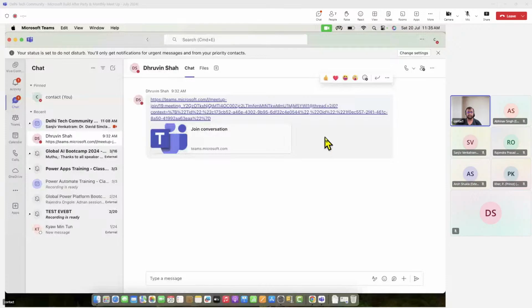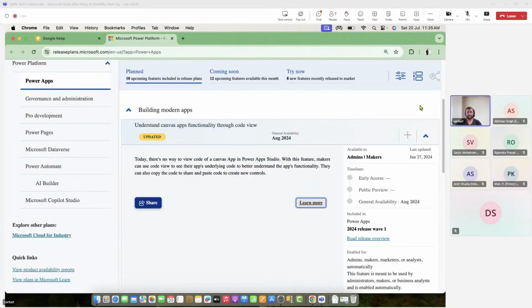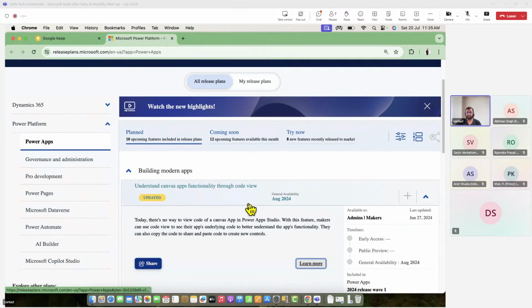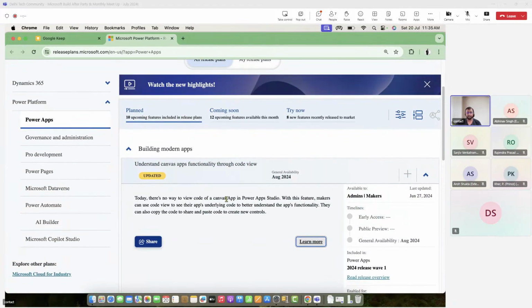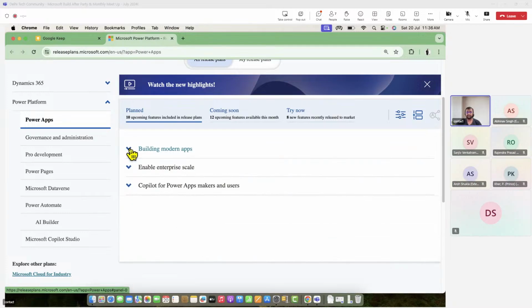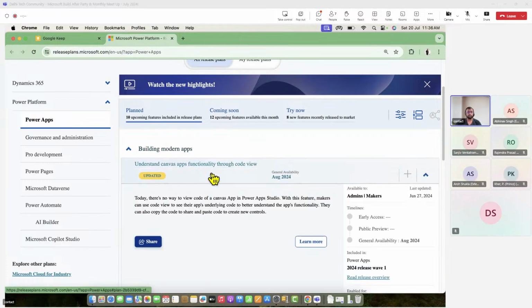I'm quickly starting to share my screen here, and let's begin by looking at the Build updates or Wave 2 updates for Power Apps first. Again, it is the official Microsoft link, releaseplan.microsoft.com, going through each update at a very high level: which features are available right now and when they are planning different feature sets. So first, let's talk about some modern apps features which are available right now, as well as those planned to roll out in Wave 2.